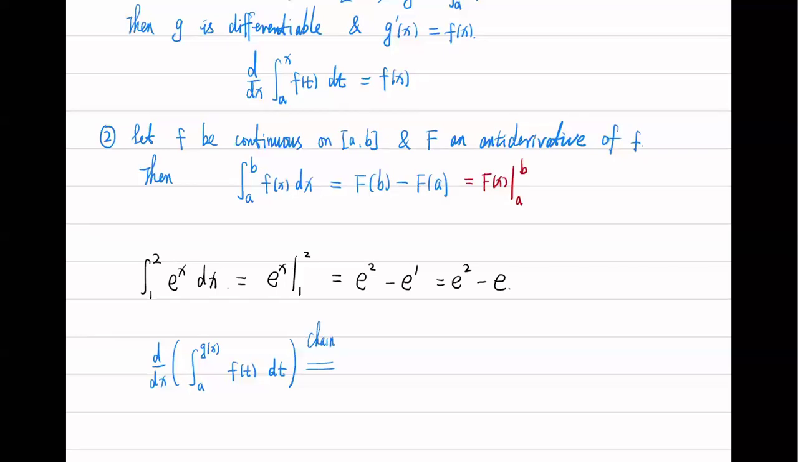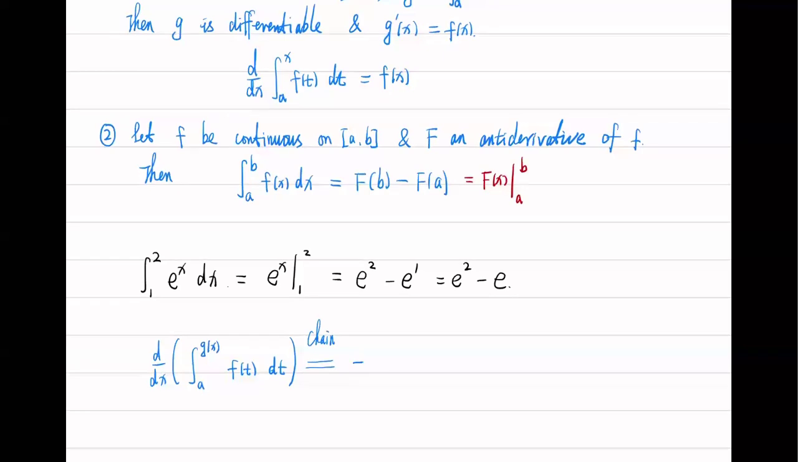Derivative of the exterior function is f at g of x, and the derivative of interior function. In particular, in the previous case, if we replace this g by x, the derivative of x is 1, we recover the formula. But we can view it as a special case.